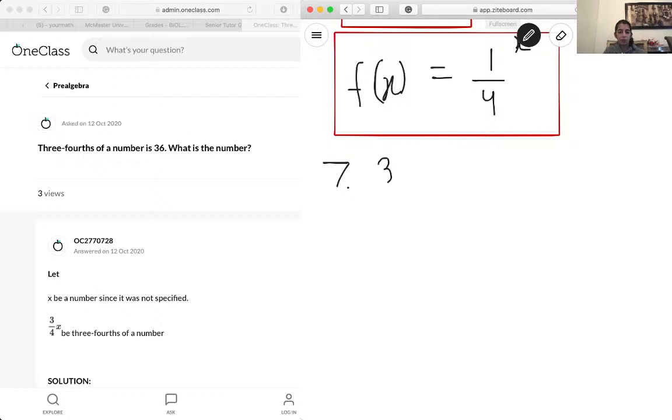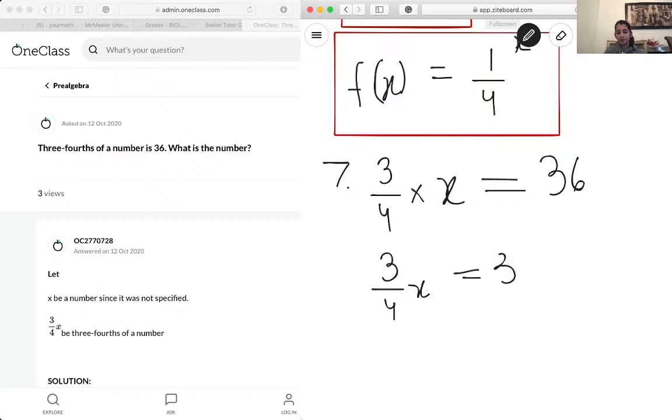So 3/4. You really have to read the question and see what they're trying to say. So 3/4 of a number means 3/4 is being multiplied by a number which we don't know, so we're just going to label it as x, is 36, which means it equals 36. So initially what we have to solve is 3/4 x equals 36.